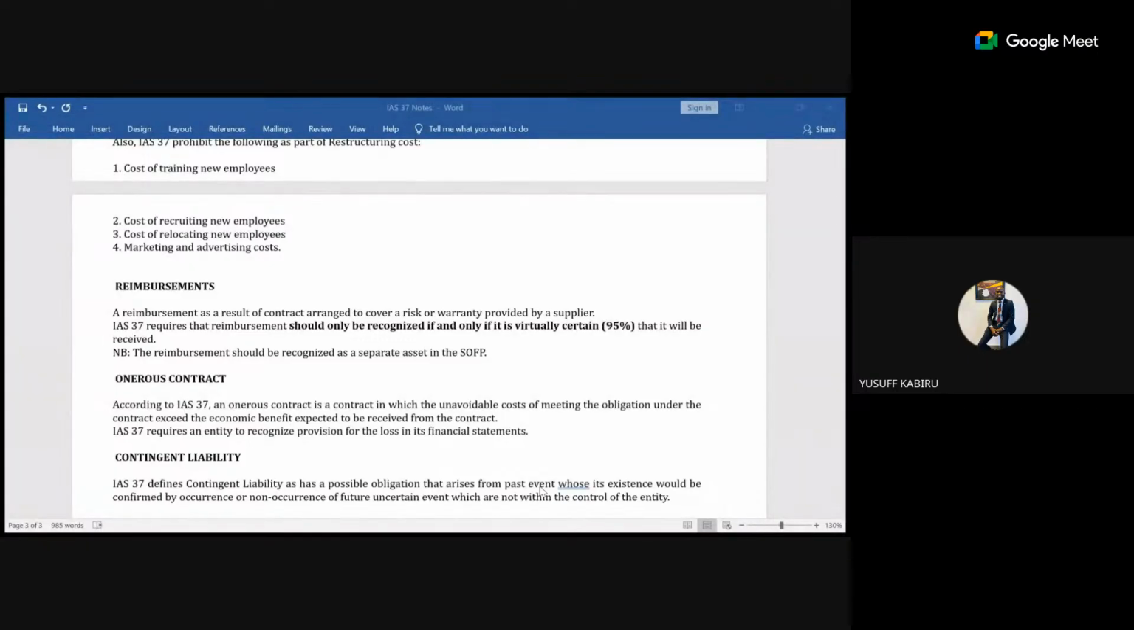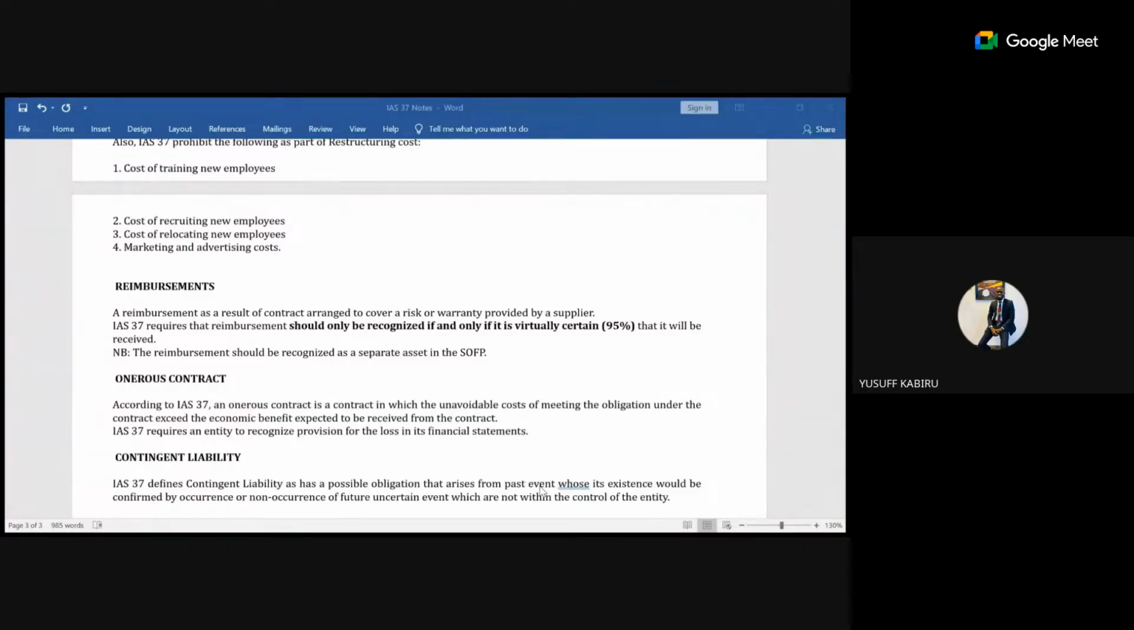Now, an onerous contract is a contract with unavoidable costs. That means the unavoidable costs exceed the economic benefit that is expected to be received in the contract. That is the definition of an onerous contract, and I made mention of it.